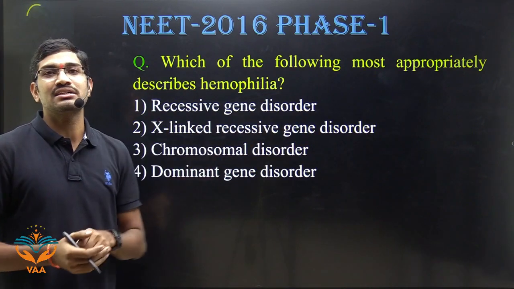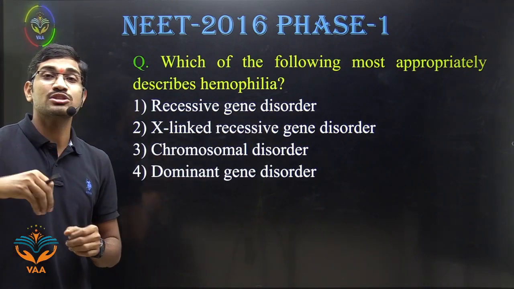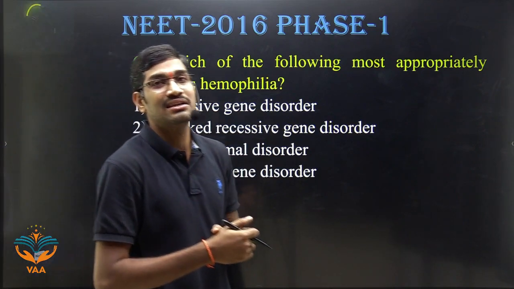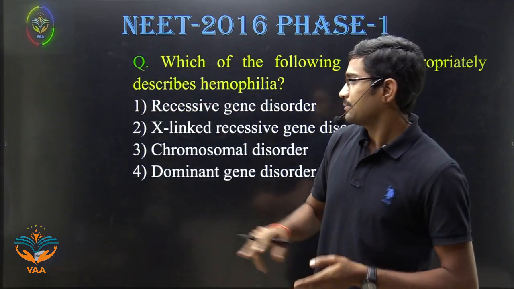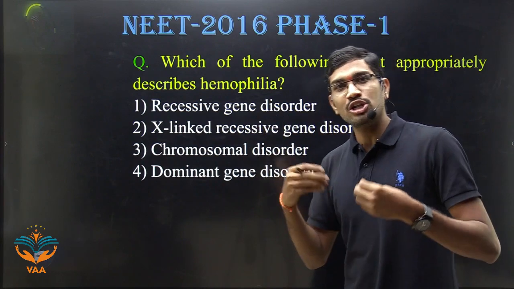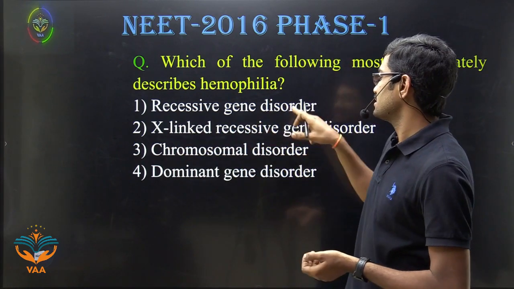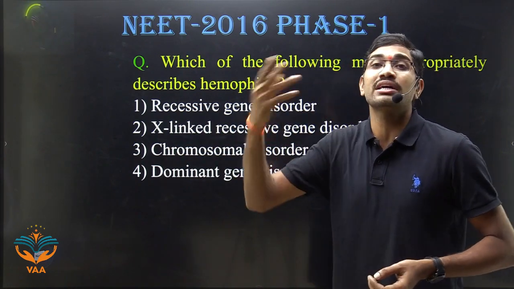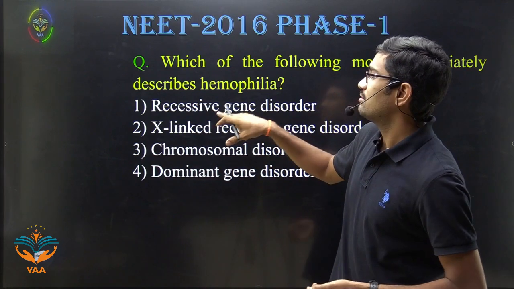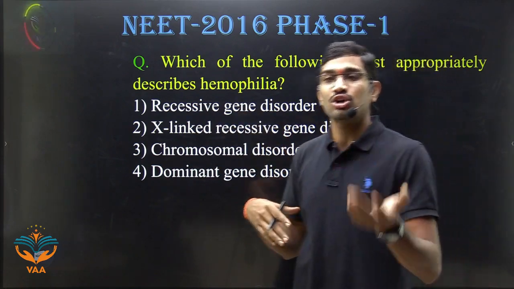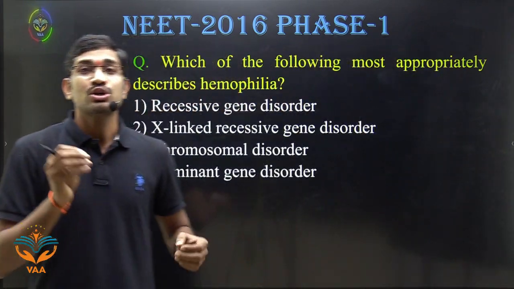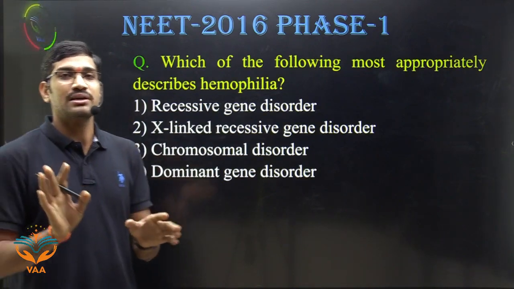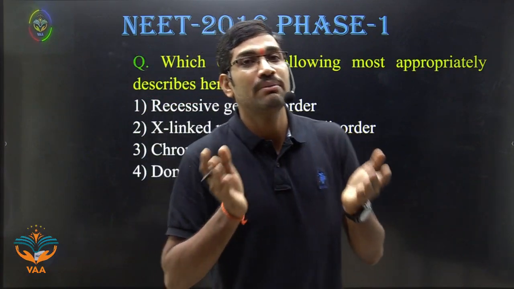X-linked recessive gene disorder. Here they are specifically mentioning that it is X-linked recessive. See here, recessive gene disorder is also correct, but X-linked recessive gene disorder is more correct. Yes or no? Because here they are specifically mentioning whether it is autosomal recessive or X-linked recessive. So in this way, sometimes more than one correct options may be present.